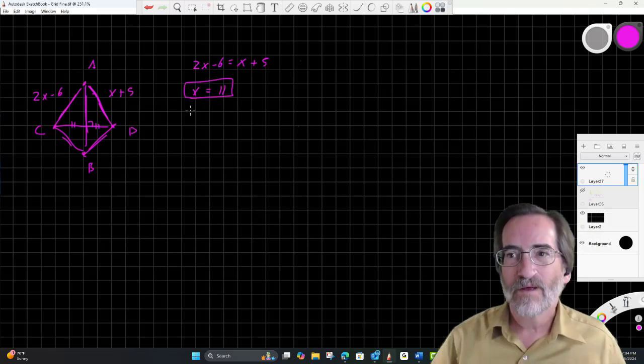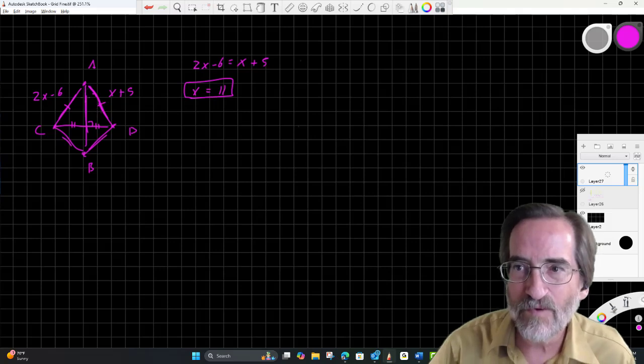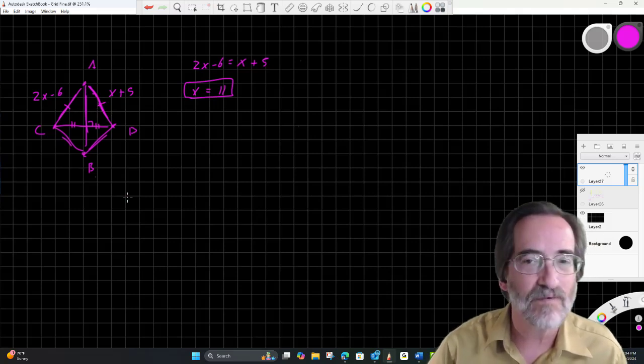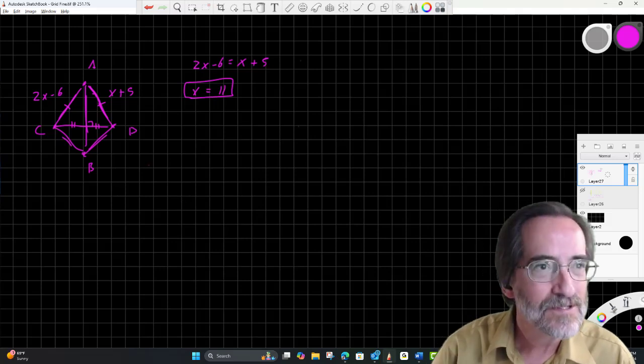So basically any point that is on the perpendicular bisector is the same distance from the endpoints, no matter where they are. All right, so hopefully that makes sense.